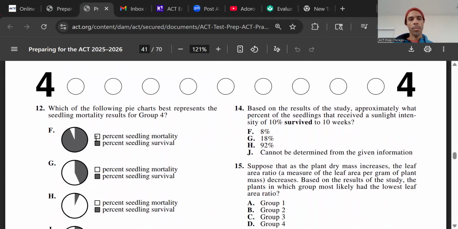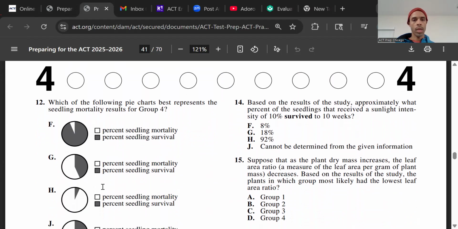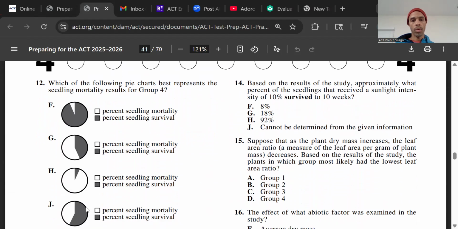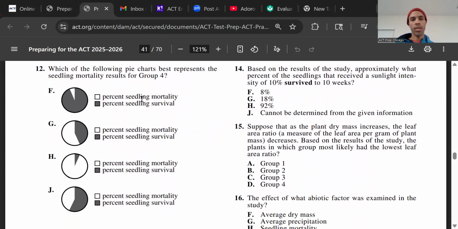So if it's mortality, that means the rest would be surviving. This would be the completely opposite. This is wrong. This is wrong. Yeah. So if it's 6% seedling mortality, that means all the rest are surviving. That means you've got way more surviving than dying.